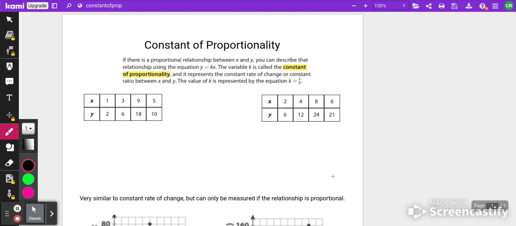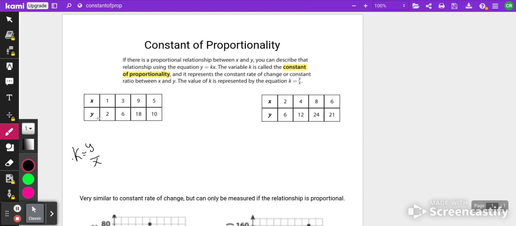All right, so our job here is to look at this data table and see if it has a proportional relationship. And the way that we do that is by using the equation k equals y over x. So we're going to take each y value and divide it by the x value, and that'll get us the constant rate of change, or the constant ratio. All right, and then if they're all the same, we'll have a constant of proportionality because each ratio has to be equal to each other.